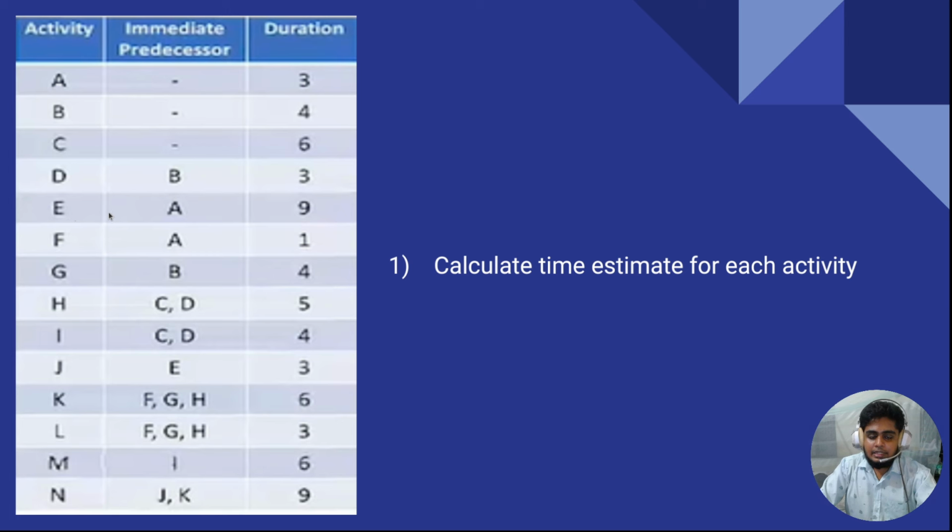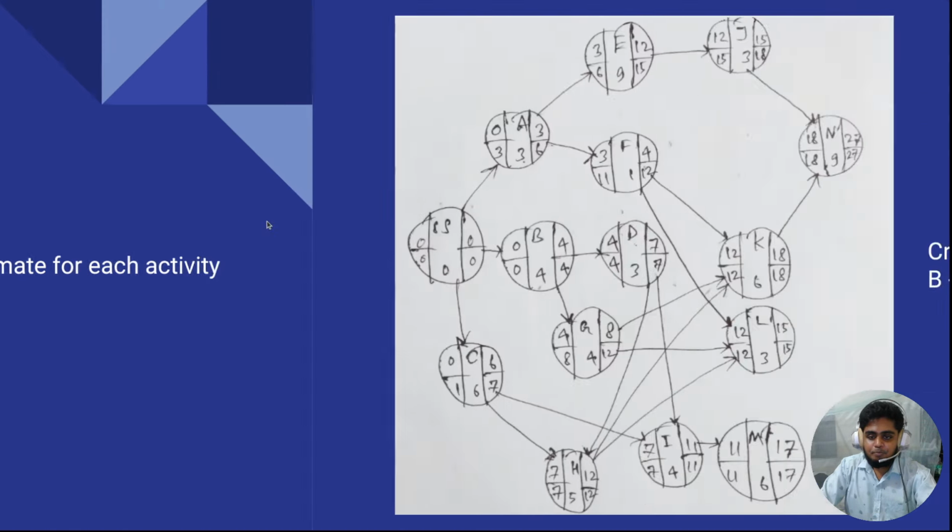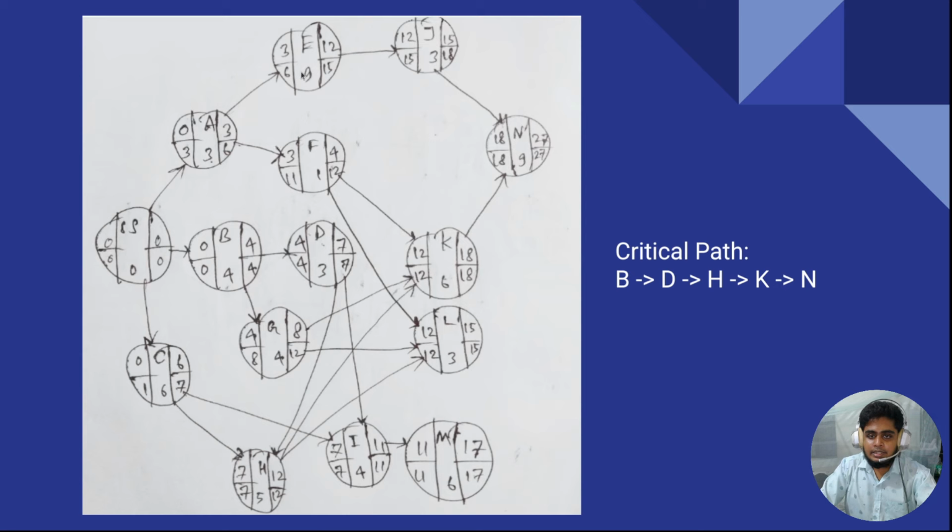For activity E, you have to complete activity A. Okay, and this is the duration or time estimate for activity E. So just copy the value here. This is the earliest starting time. Add those values. 9 plus 3 is equal to 12. This is the earliest finish time.